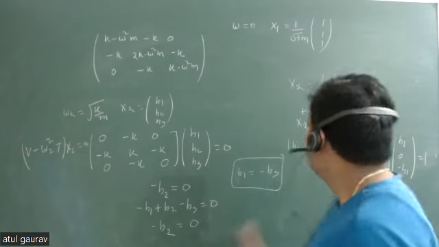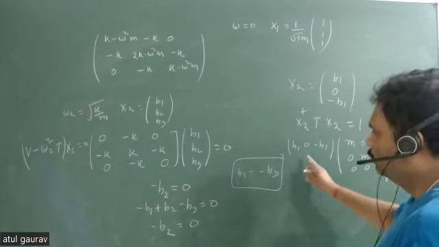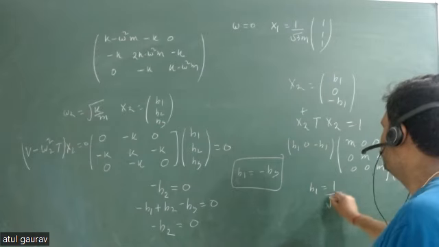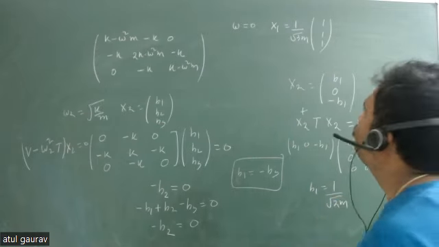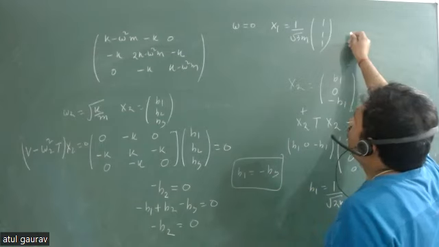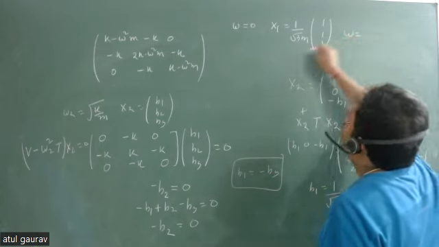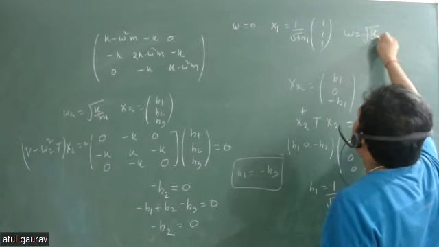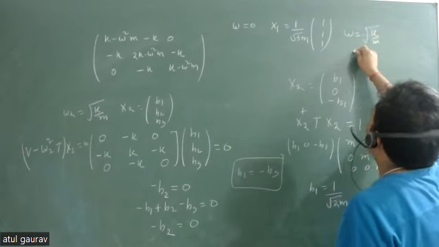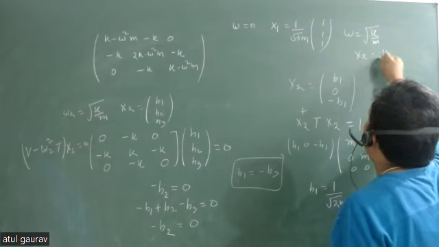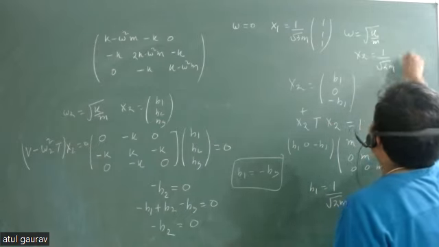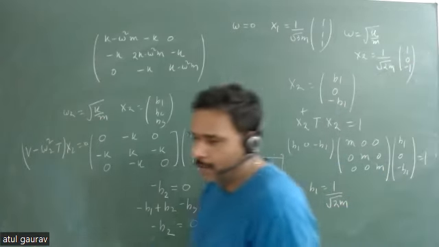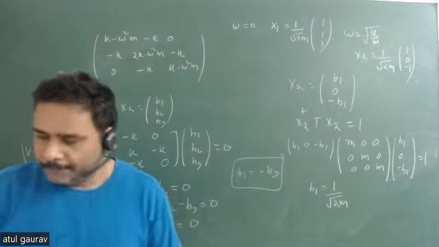Yes, sir. Okay. So now from here, you can calculate b1 is equal to 1 upon root 2m. So second equation is all about omega is equal to root under k upon m, and x2 is basically 1 upon root 2m, 1, 0, minus 1. We will discuss what is all this story. ठीक है?